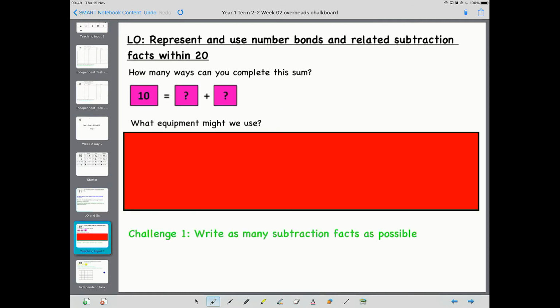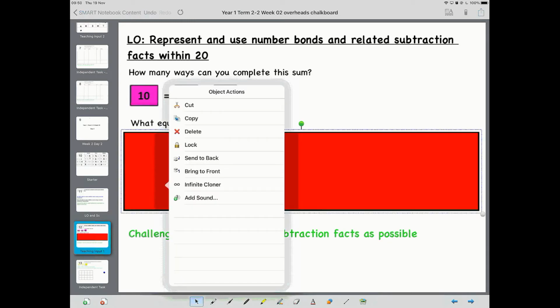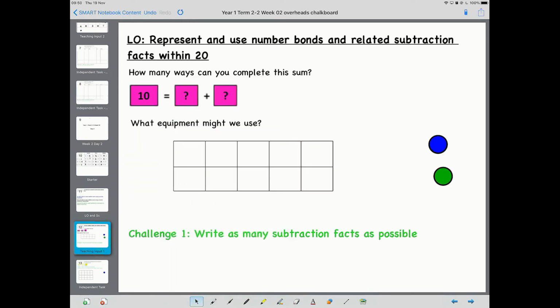Okay, so this is our opening challenge. Now you're going to need some equipment to do this. I want you to think about what's the best way, what piece of equipment would be best used to figure out as many different ways as 10 minus 1. Well, let's see what we've got hidden under here. I bet you've worked out that this is the best piece of equipment. And there it is, a 10 array and two-sided counters.